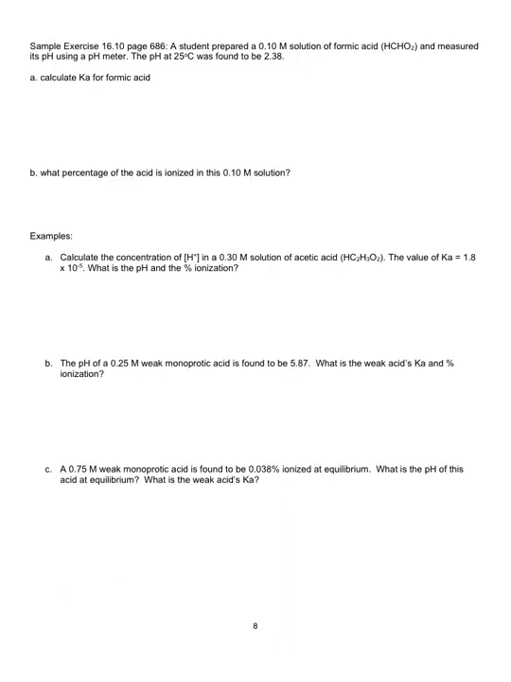Okay, so the first problem here is looking at a student who prepared a 0.1 molar solution of formic acid and measured its pH using a pH meter. The pH at 25 degrees Celsius was found to be 2.38. Okay, calculate the following. All right, just like all ICE problems, the first thing you should do is write the dissociation equation. And again, all acids are aqueous, so we'll label with AQ. We're going to include water for all of these. The acid will donate the proton to water. Oops, and I don't need to put aqueous if it's an ion already, my fault.